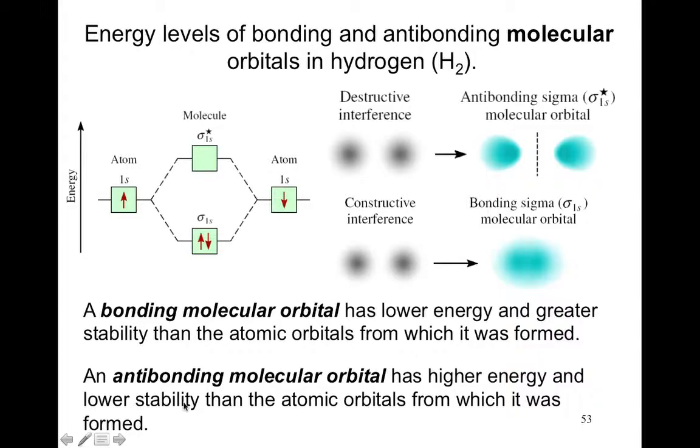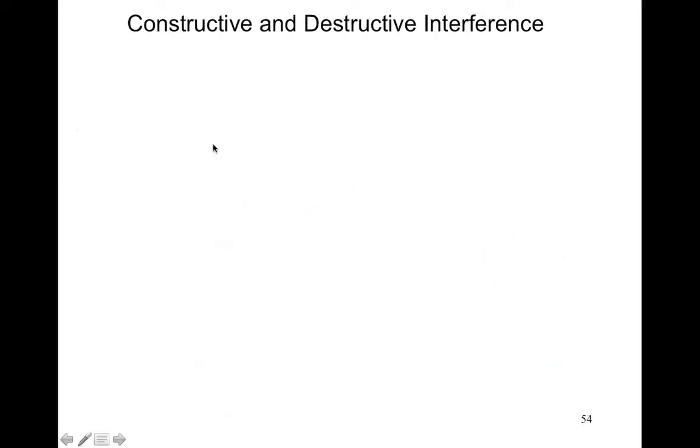So the anti-bonding molecular orbital has higher energy and a lot lower stability than the atomic orbitals from which it was formed. So from an energy point of view, this is best, this is okay, this is not that good, but they happen sometimes.